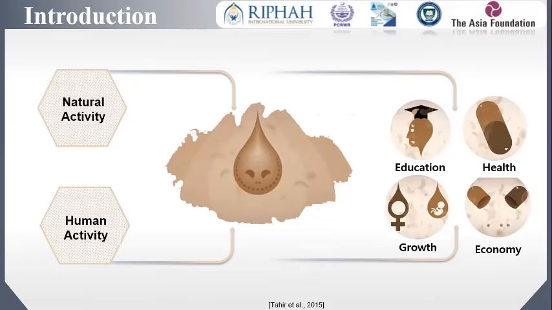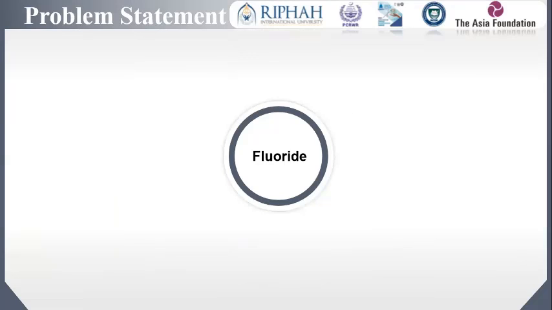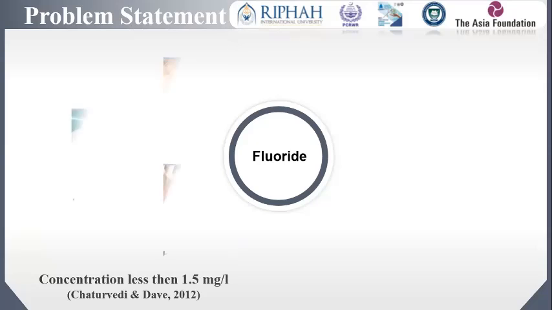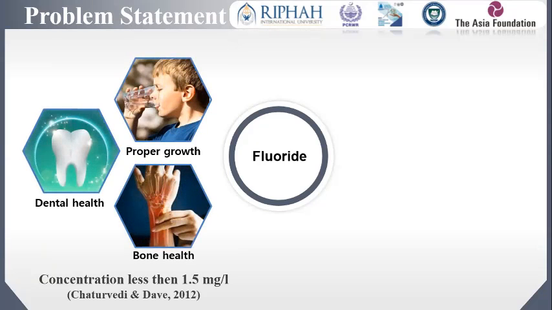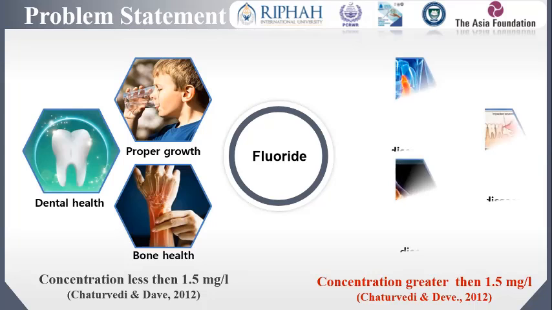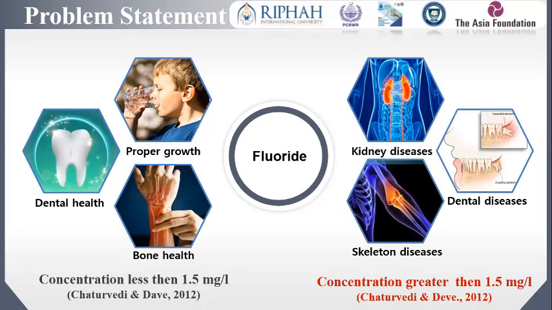There are many contaminants in drinking water, but among them, fluoride is one of the most highlighted. If its concentration is less than 1.5 milligram per liter, it is beneficial for human growth in terms of dental health, proper growth, and bone health. If its concentration increases above 1.5 milligram per liter, it has an adverse impact on human health in terms of kidney disease, skeletal disease, and dental disease.